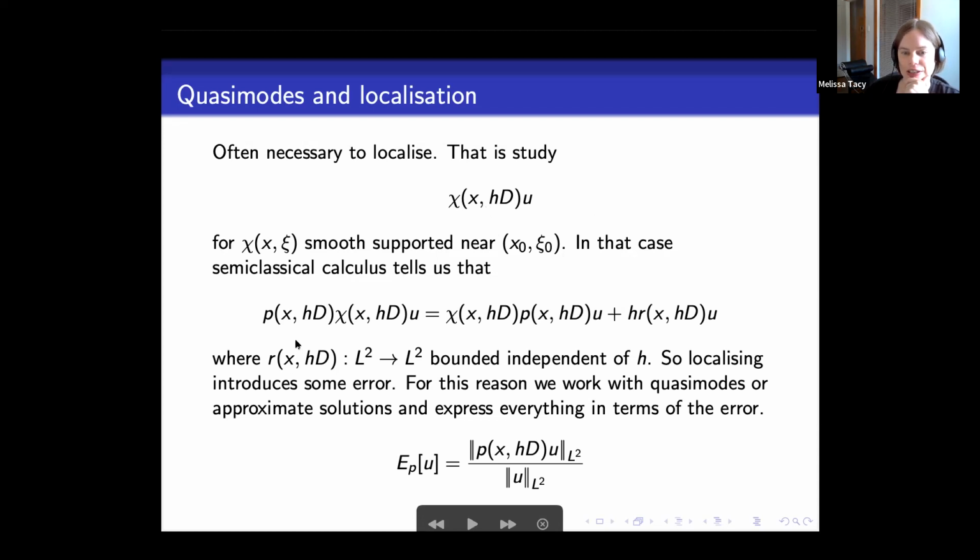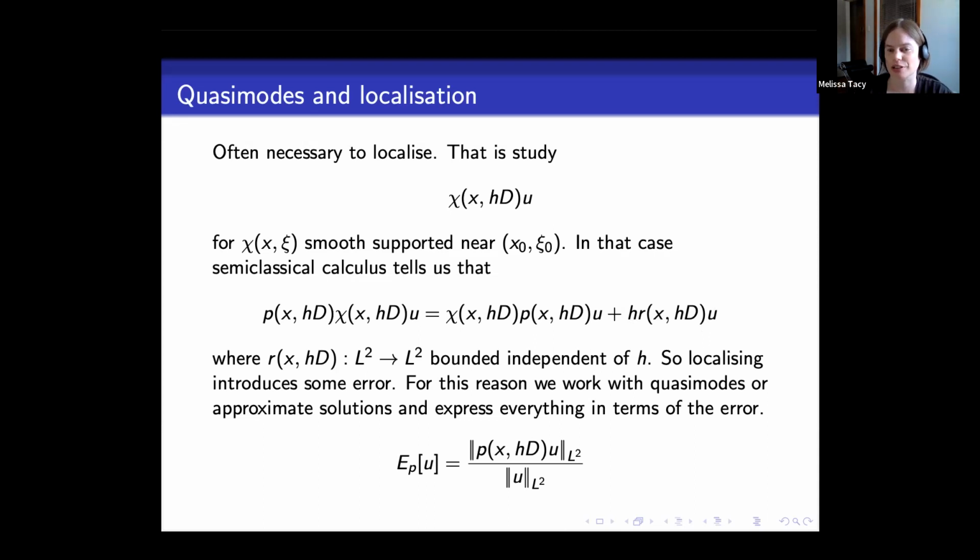Now, the advantage of this is you can feed this all into the semiclassical calculus, and it tells me that if I apply P to this localized version of U, that's the same as localizing, then applying P plus an error, which has an extra power of h. Now, remember, I said h is small. So the idea is that this error is not so bad. Introducing it is not so much of a problem.